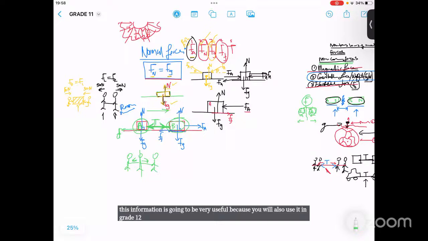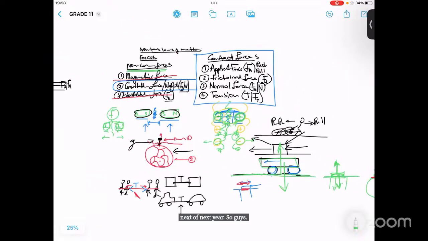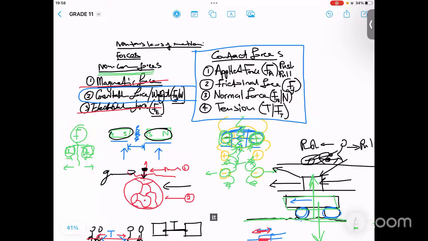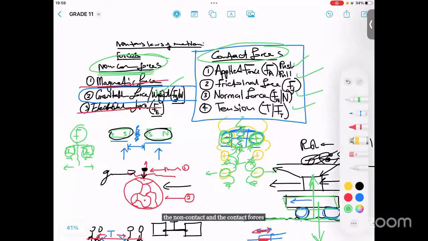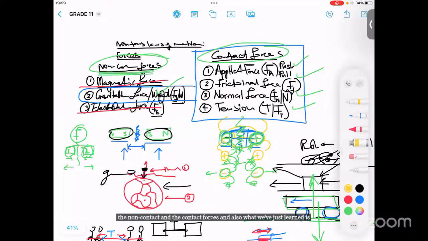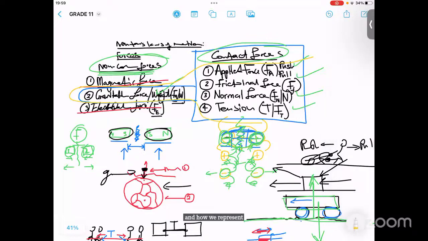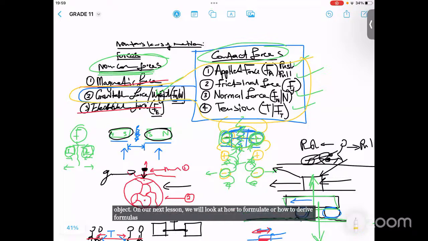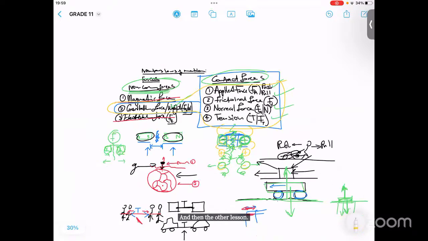So guys, all that you had to learn in today's lesson is nothing much other than knowing that there's what we call applied force, frictional force, normal force, tension, and gravitational force. And we can categorize these types of forces into the non-contact and the contact forces. And also, what we have just learned is how we represent these forces on an object. On our next lesson, we will look at how to formulate or derive formulas, and then in the other lesson, how to calculate or how questions are being asked.